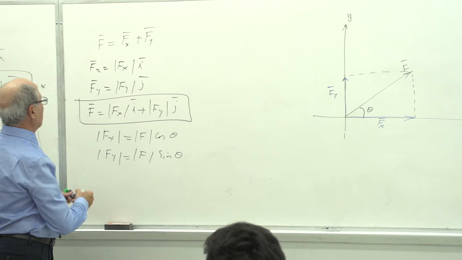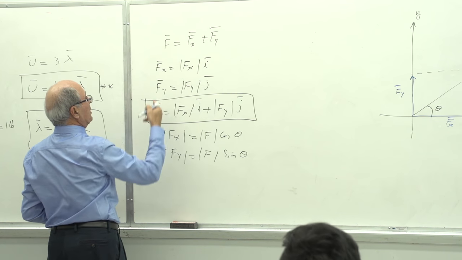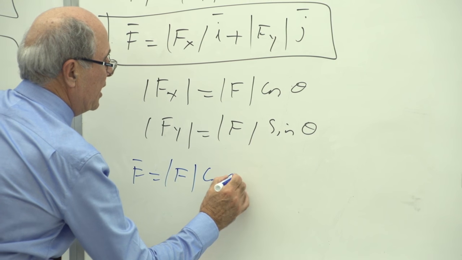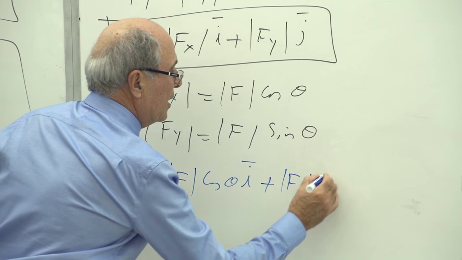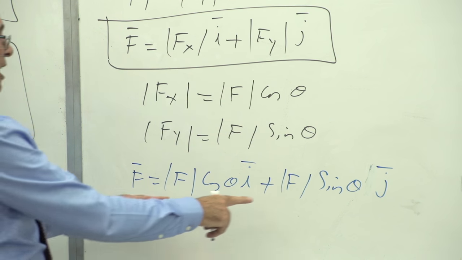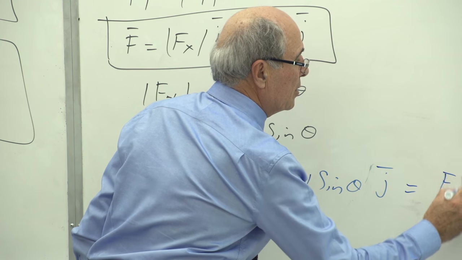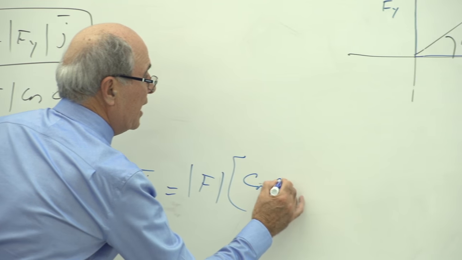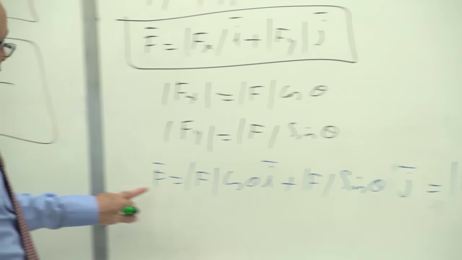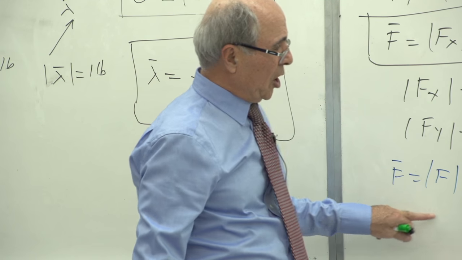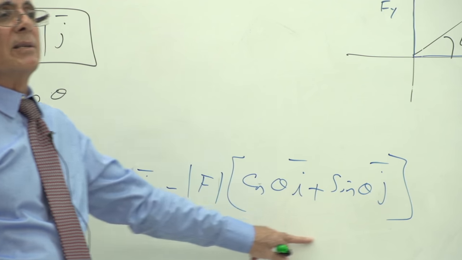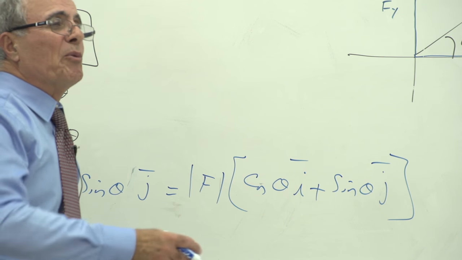You put it there, so you see, again, you put it back in that equation. This is one form, this is the second form, and this is the third form that you have seen a lot. Equal to F times cosine theta i plus F sine theta j. Oops, sorry. Since F is a common factor, I can bring it out, so write it as F times cosine theta i plus sine theta j. These are components along i and j. However, when I take this as a common factor, this is the magnitude. This must be what? Direction.